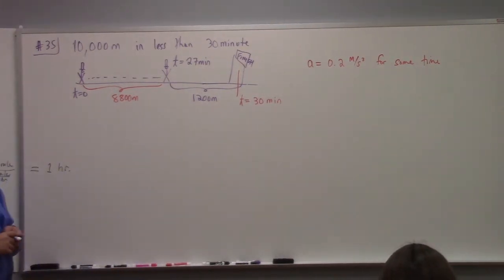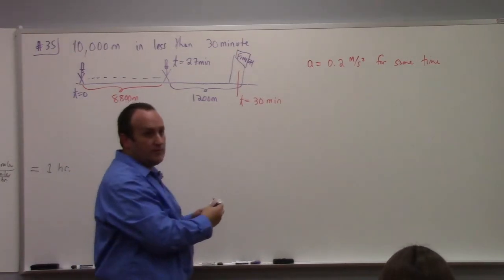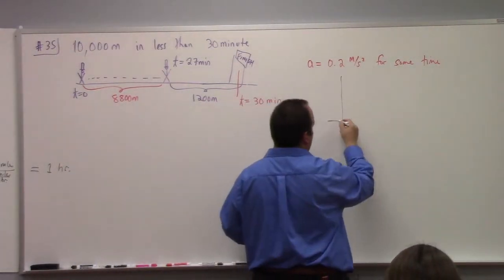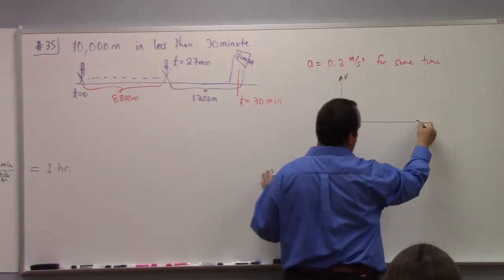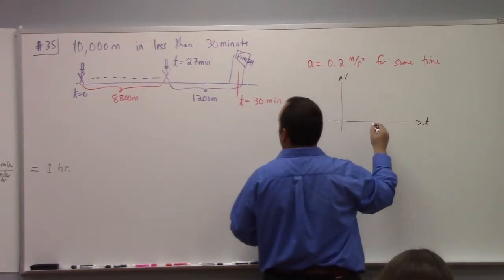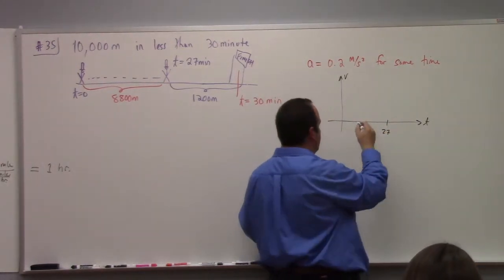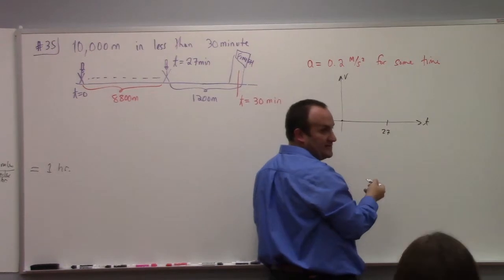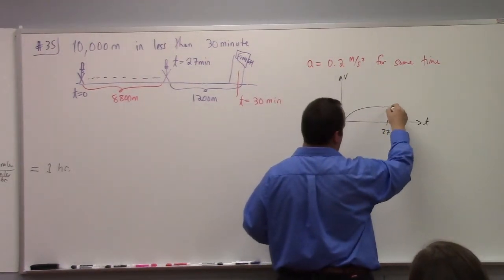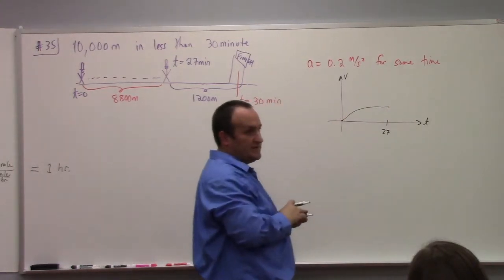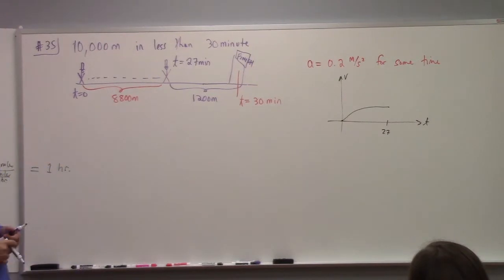Let me draw a picture of what's going on for a second here. I don't know if this is helpful or not. If we're drawing velocity this way and time this way, up to time 27 I don't really know what's happening. I know they start out with zero velocity because it's a race, and so they accelerate, and they get to this point right here at 27 minutes. I don't know the details. I just know that after 27 minutes, they've run 8,800 meters.